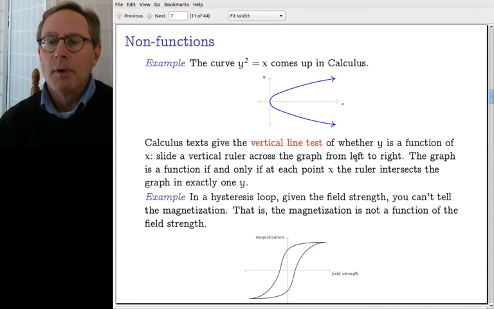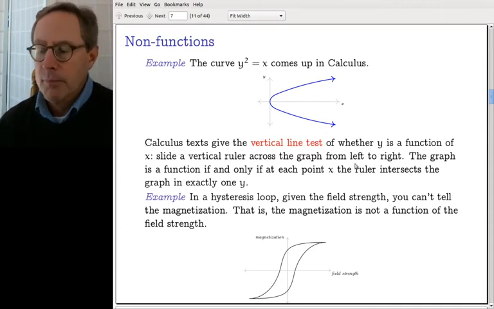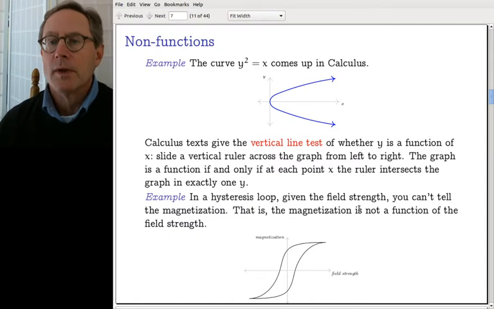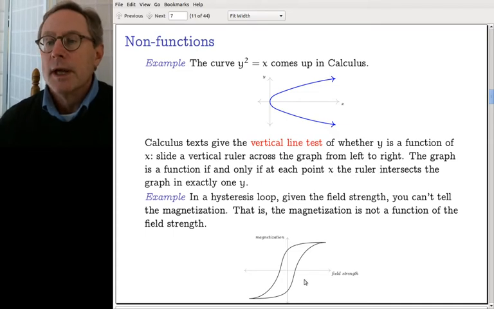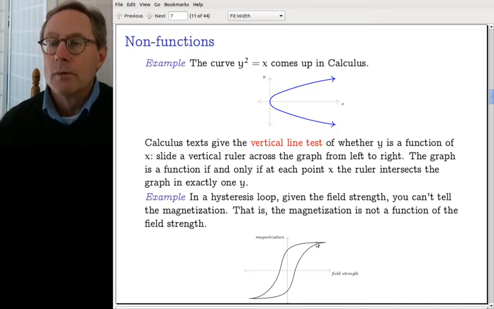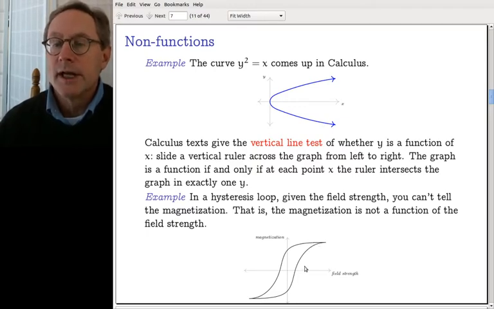An example of something from practice that a person may be familiar with that is not a function. It's a perfectly sensible thing to look at in a textbook. For example, in a hysteresis loop, when you give the field strength, you can't tell the magnetization. If I tell you the field strength, you can't tell whether it's this magnetization or that magnetization.